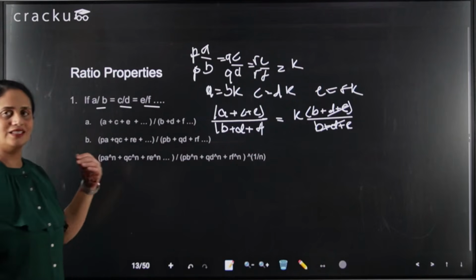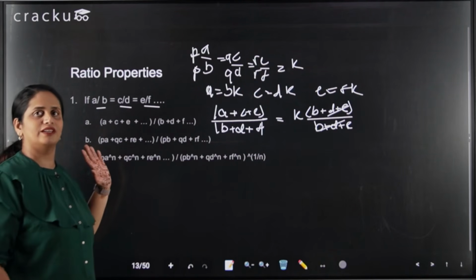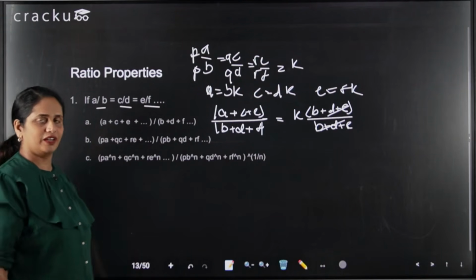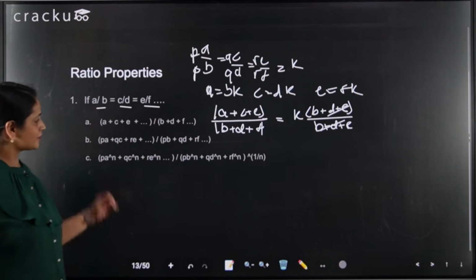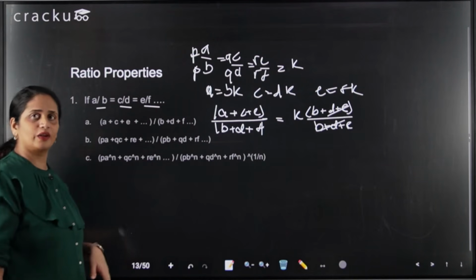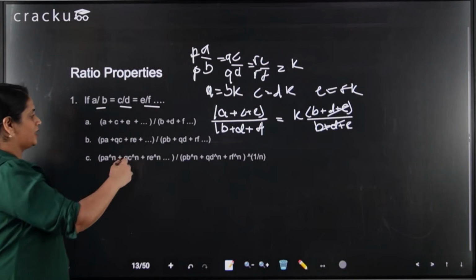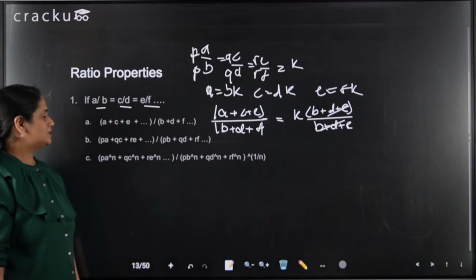So whenever any such configuration is given where you have the sum of numerators divided by sum of denominators and you are asked what is the value of this, it will generally be the ratio itself. Suppose I have it raised to n, okay? Here you have P A raised to n, Q C raised to n and so on.